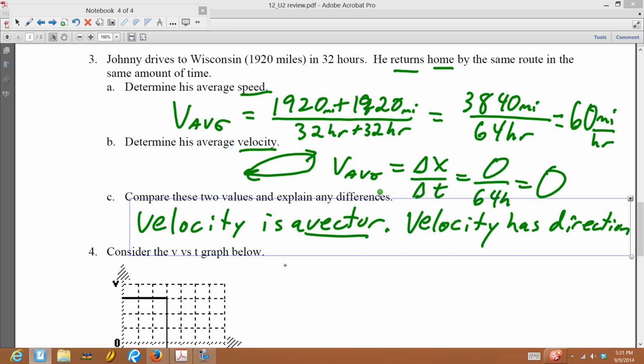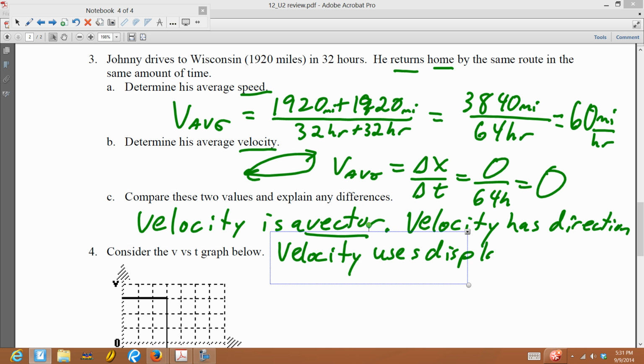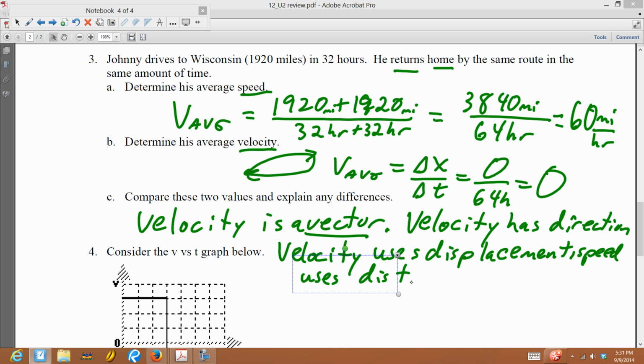Okay. I might also say that velocity uses displacement. Remember, displacement is how far you end up from where you started in a straight line. Okay, and speed does not use displacement. Speed uses distance. Doesn't matter which way you're going, doesn't matter which path you take to get there, it's just the overall distance. All right. Let's go on to the next problem.